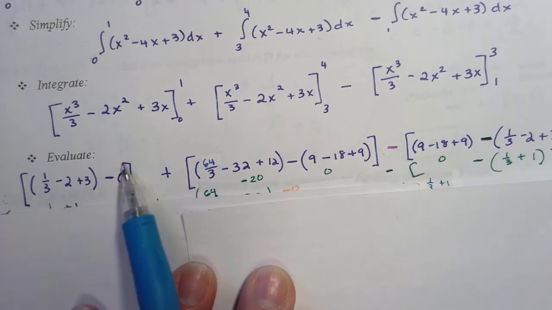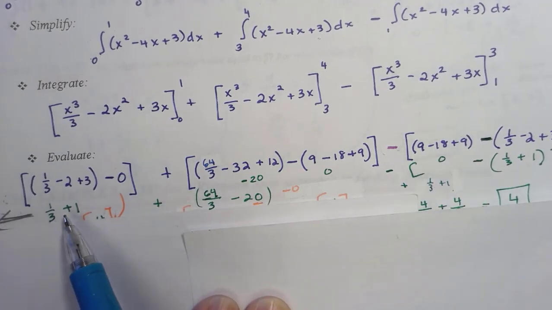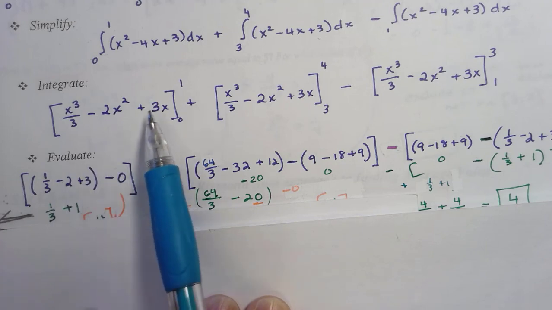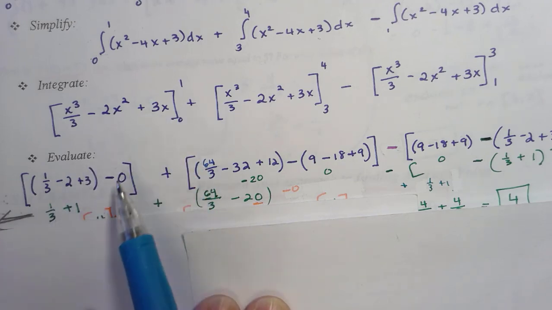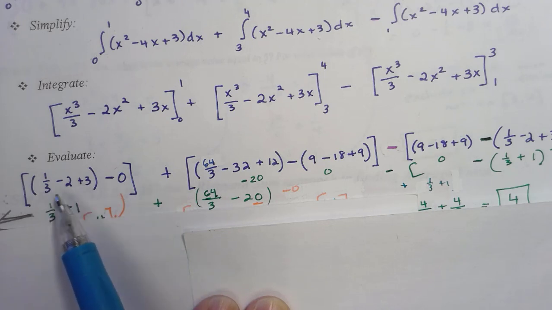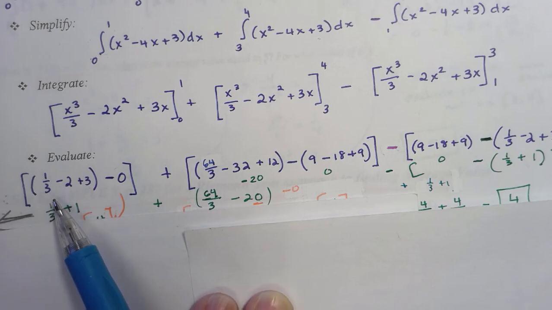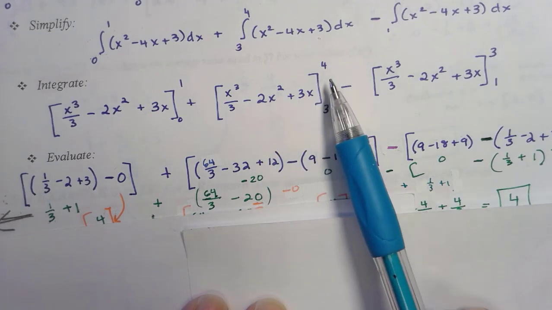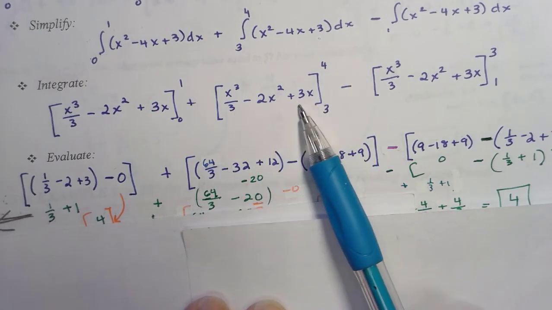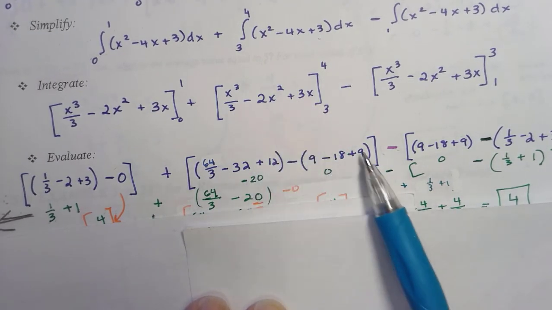Now, when I substitute 1, we get 1/3 minus 2 plus 3. When I substitute 0, I get 0. So we have, let me suggest, do all of your arithmetic before you start converting to fractions. So this is going to give me 1/3 plus 1 in that parentheses. Now when I go from 3 to 4, substitute your 4 in, gives you this. Substitute 3 in, gives you this.